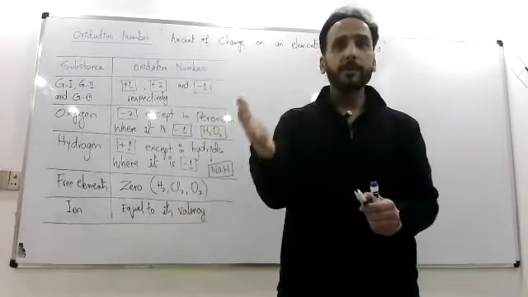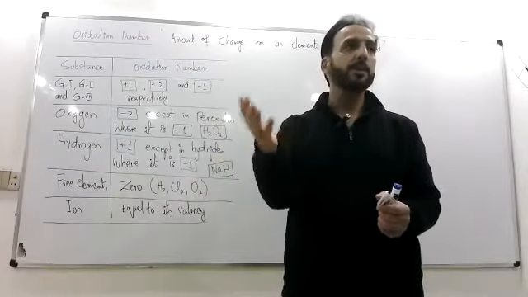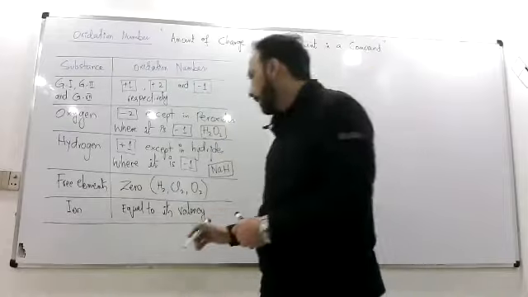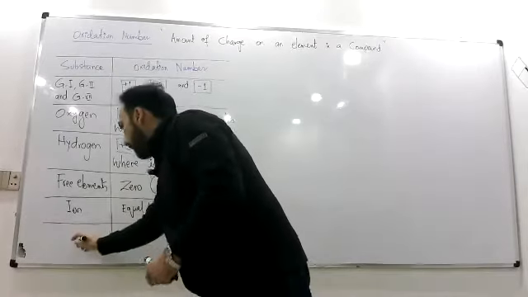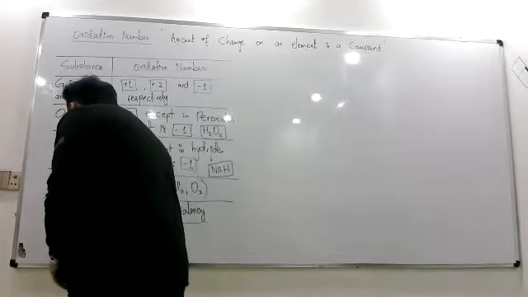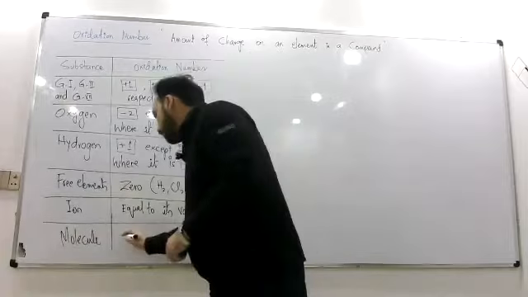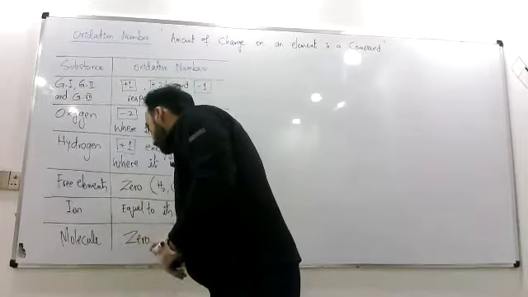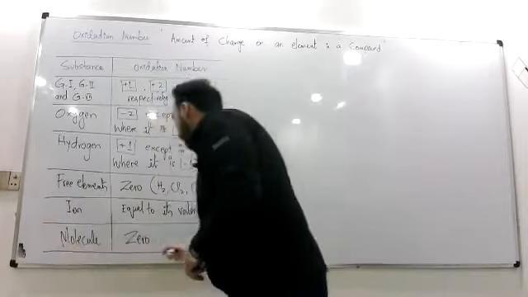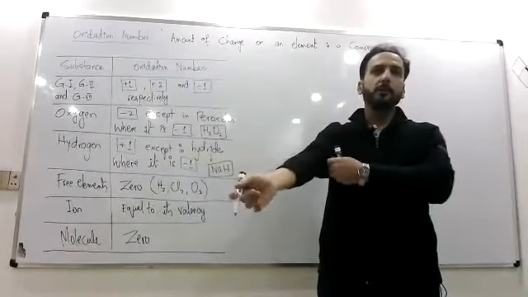Like sulfate -2, nitrate -1, carbonate -2. जो उसकी valency, its oxidation number equals to that. And the last, the oxidation number of the entire molecule. A molecule's oxidation number is equal to 0. I mean, overall, the whole molecule is 0. The charge on the molecule is 0.